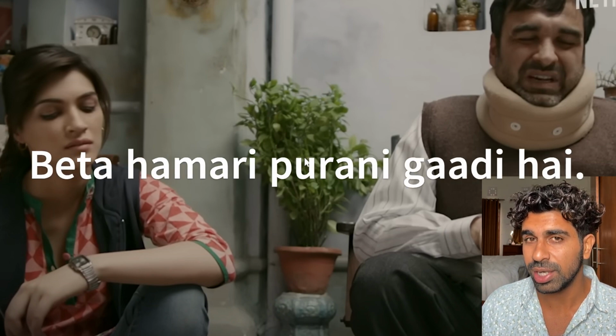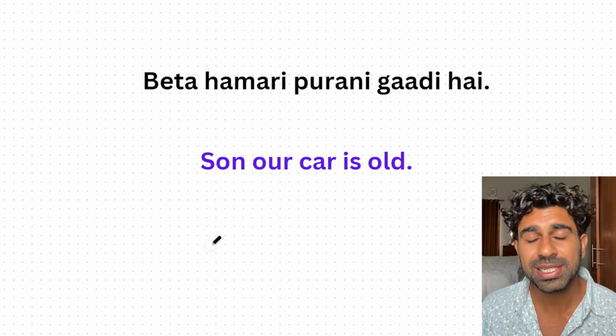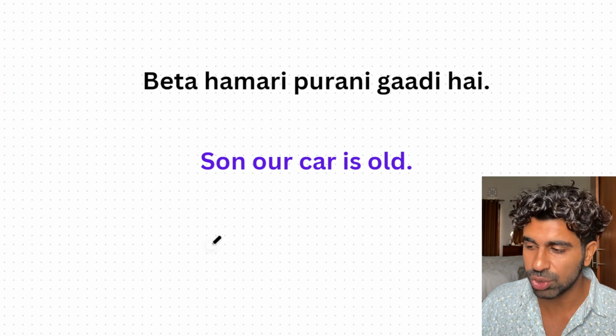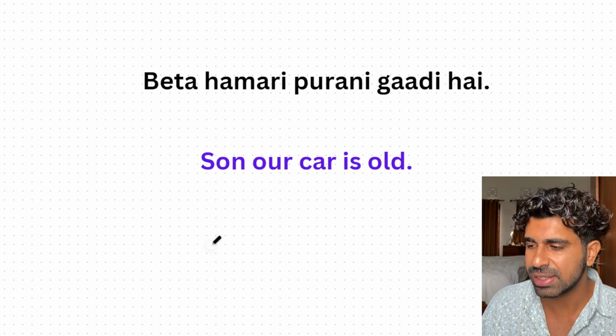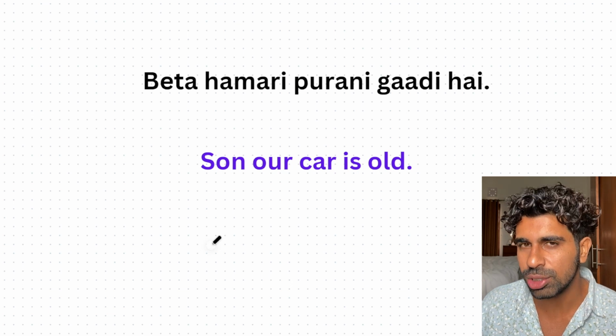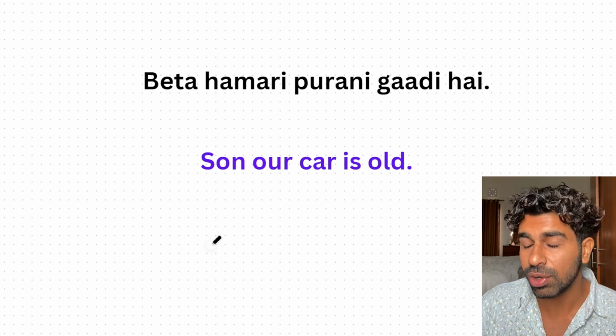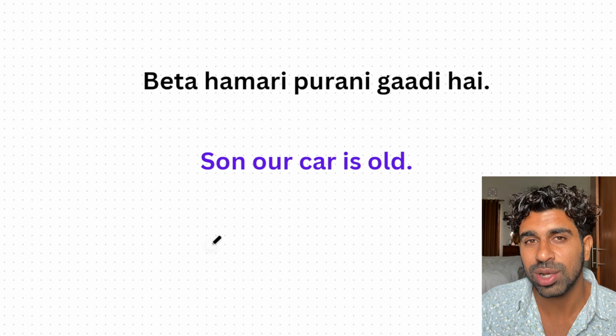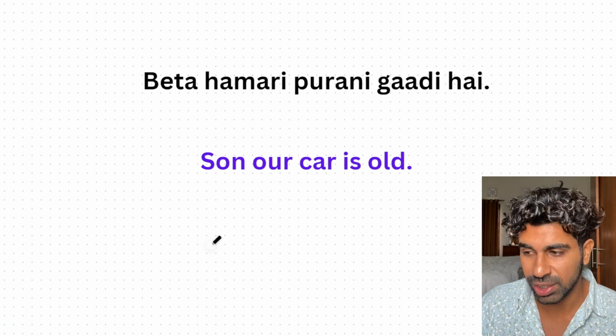बेटा हमारी पुरानी गाड़ी है. So now this is where it becomes a bit complex in a language. So he says, "Beta, hamari purani gaadi hai," which means, "Son, our car is old." Now, of course, it doesn't make sense in the context, but what he's trying to say is that my body is old, and he's metaphorically comparing it to an old car that is not working.